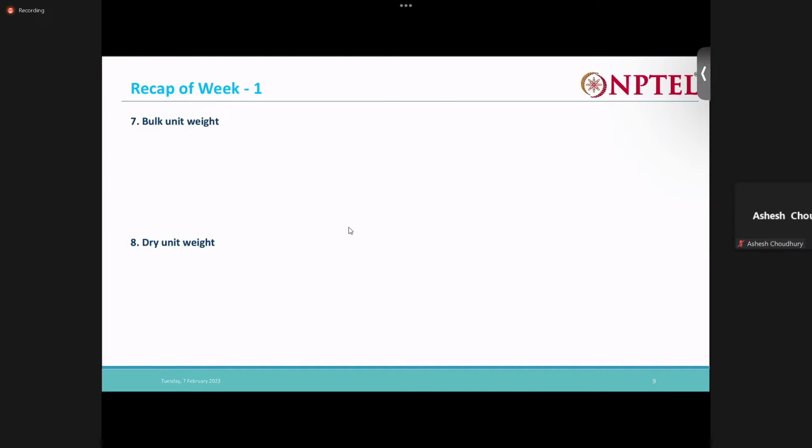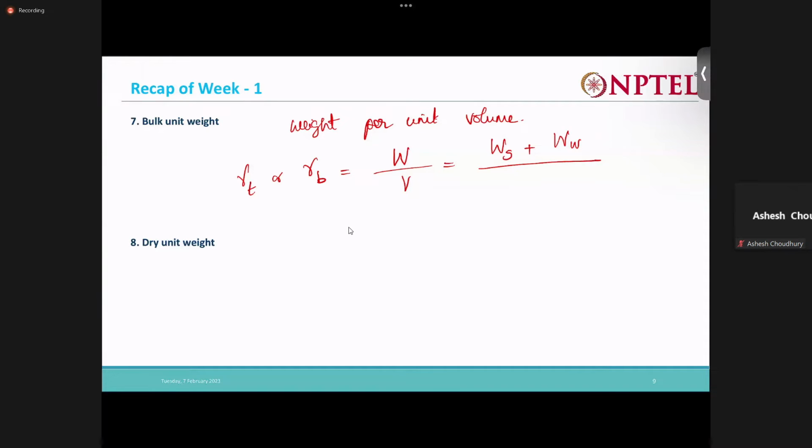Then we have the bulk unit weight. What is the basic definition of unit weight? Unit weight is weight per unit volume. So how do you define bulk unit weight? Bulk unit weight, or gamma B, is defined as the total weight to the total volume. Now what is the total weight? It is the weight of the soil solids plus weight of water if present, divided by the volume of solids plus volume of water plus volume of air. Okay, this is the definition of bulk unit weight.